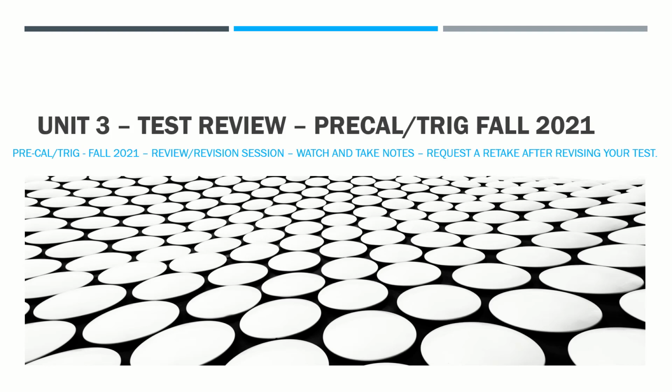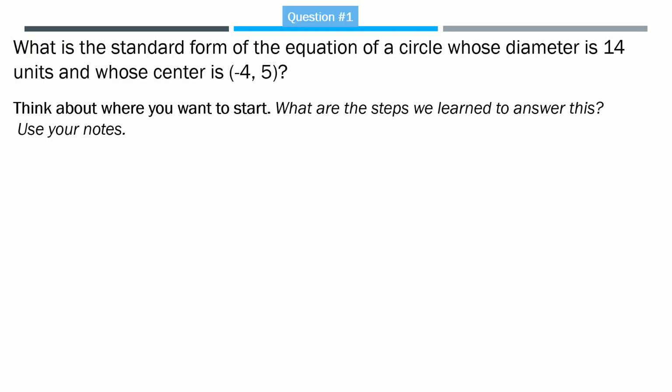Welcome to the Unit 3 test review for Pre-Cal Trig Fall 2021. You can use this to review before you take your test, or if you've taken every attempt for your test and you need an additional attempt, you can use this to make revisions, to take notes, and to request a retake after you've made test corrections. So let's move on to question number 1.